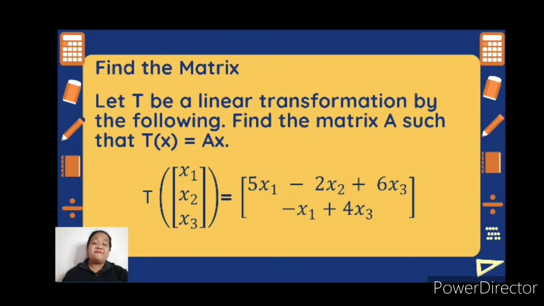So we find the matrix. We will let T be a linear transformation defined by the following. Find the matrix A such that T(x) is equal to Ax. So we will transform that into matrix form. We have T of (x1, x2, x3) equal to (5x1 minus 2x2 plus 6x3, negative x1 plus 4x3). We will find the matrix of that given transformation.